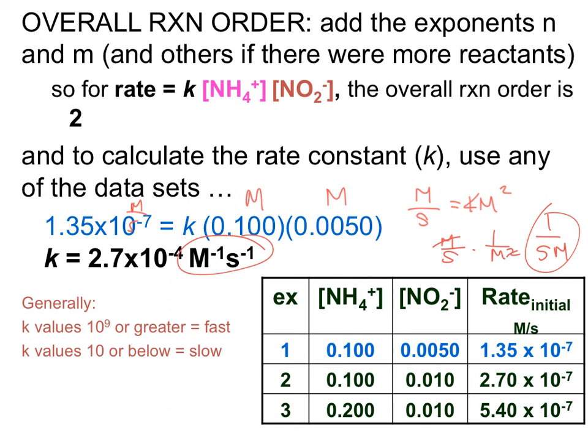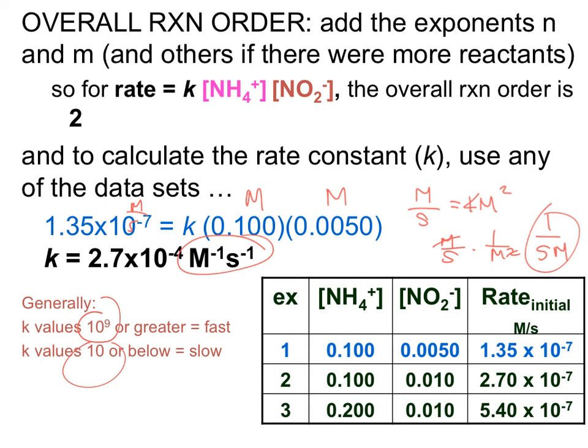Another thing I want to mention is, generally speaking, you can judge the speed or the rate of your reaction with respect to how large the K values are. If you have a value of like 10 to the negative 9 or larger, it's a very fast reaction. If you have a value of 10 or below, you have a really slow reaction. Anything in between is going to be somewhere in between in terms of medium speed, I guess.